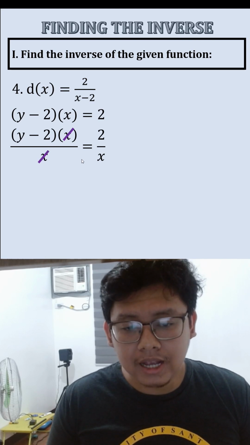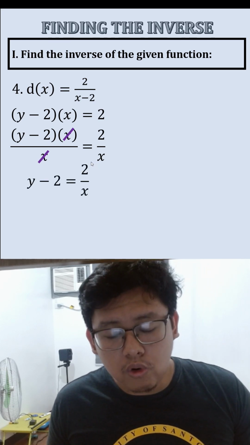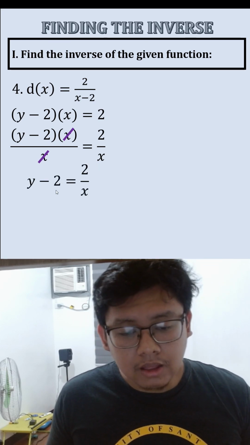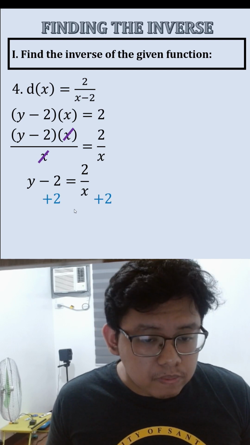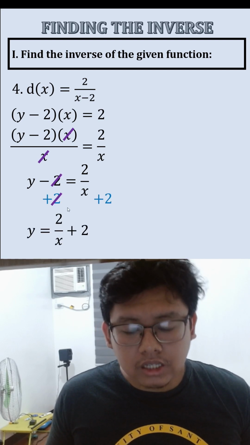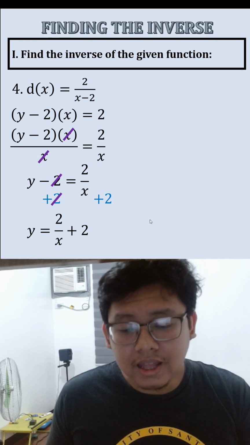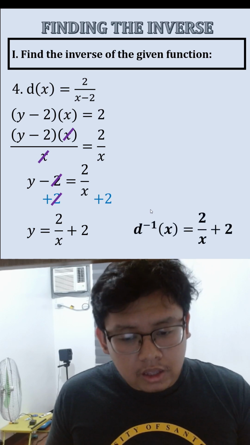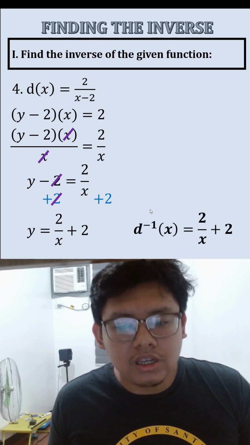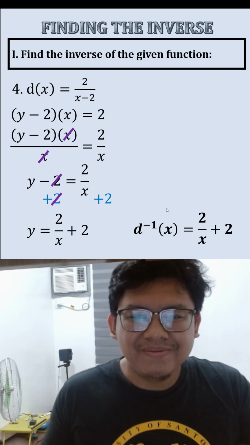Divide both sides by x, we cancel x, and we end up with y minus 2 is equal to 2 over x. Then, we remove the constant term negative 2 by adding both sides by 2. So we have 2 over x plus 2. And since y is already isolated, we can change y to its inverse notation, which is the inverse of d of x is equal to 2 over x plus 2. And that's it. Ta-da! Alright.